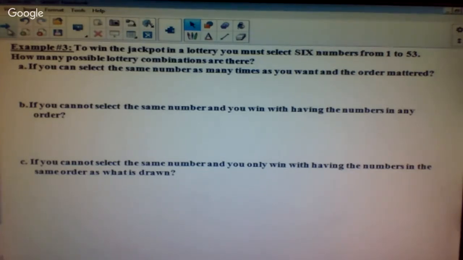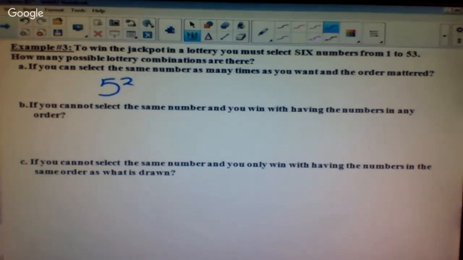Okay, take a look at the top one. You can select the same number as many times as you want, and the order matters. Multiplication rule. Same number. So how many numbers do I have to pick from? 53 numbers. How many spots am I filling in with this 53? 6. So 53 to the 6th power.